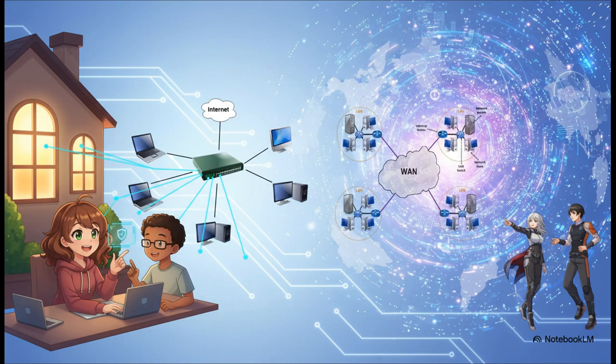On the left, you've got a LAN. That's a local area network. Think of that as your house. It's small, it's contained, you're in charge of it. But on the right, that's a WAN, a wide area network. That's the internet itself, this massive web that connects millions and millions of little LANs just like yours from all over the planet.